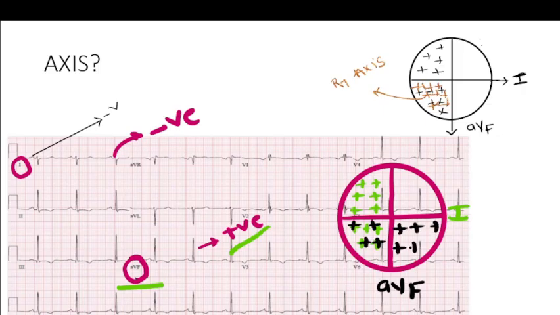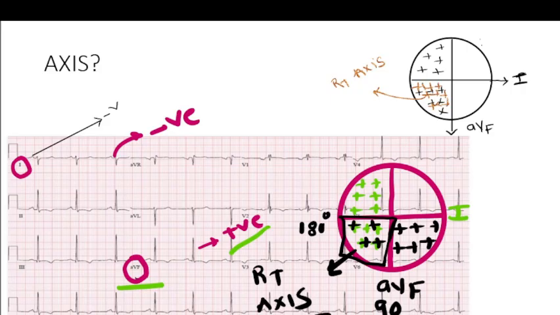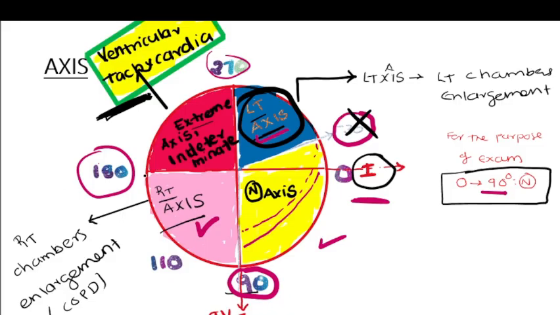So from the figure, it is clear for you which area is common. It is the area between 90 to 180 degree. This area is called right axis deviation. You can see here, this is the right axis. Okay, now let's do one more exercise.